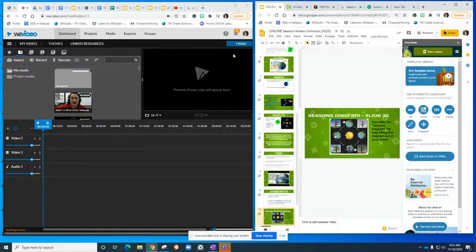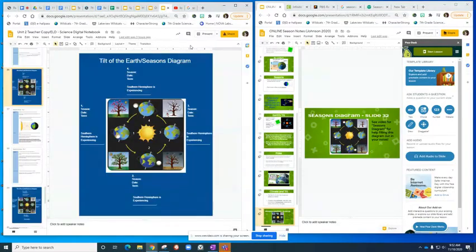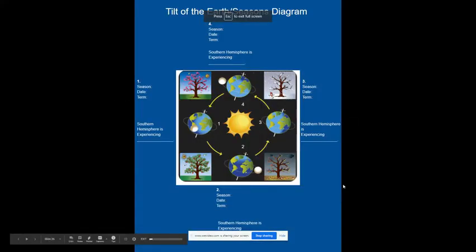Now, when you go over to page 32 in your notebook, this is what your diagram is going to look like. And as you'll see, we have 4 different seasons that are being shown on this diagram. And we have our sun in the middle here because the earth revolves around the sun. And basically, what we're going to be doing to kind of figure out each of these seasons is we're really going to be looking at the tilt of the earth.